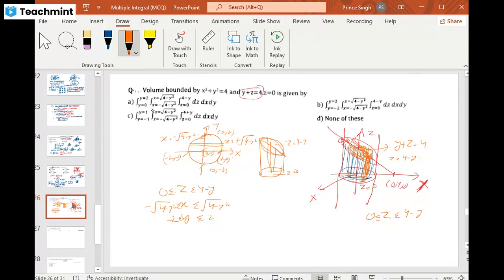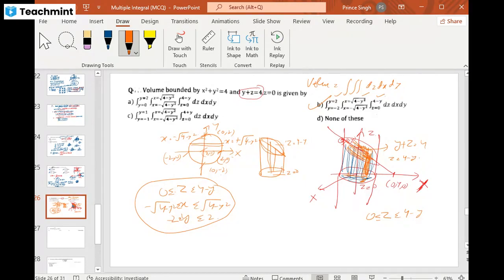So if we check it here, then we find that the correct answer is option B. 0 to 4 minus y, this is the limit of z. Minus square root of 4 minus y squared to square root of 4 minus y squared is the limit of x, and the limit of y is minus 2 to 2. So this is the representation. And what is volume? Volume is basically the triple integral dz dx dy. So this is the limit of z, this is the limit of x, and this is the limit of y. Hence, this is the representation of the volume of the surface.